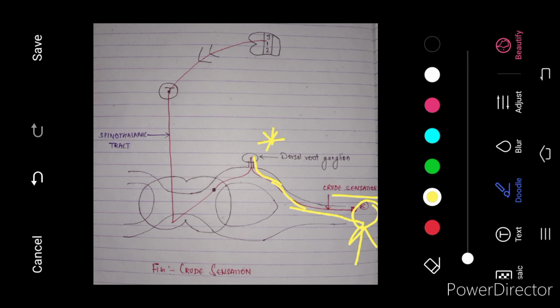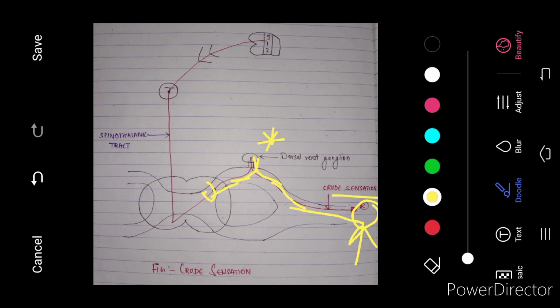And the fibers relay on the dorsal root ganglion, and from there it comes out and goes to the dorsal root, and from there the fibers go to the posterior horn, that is the dorsal horn of gray matter of the spinal cord. So the dorsal horn is known as the second checkpoint, that is second order neuron for crude sensation.